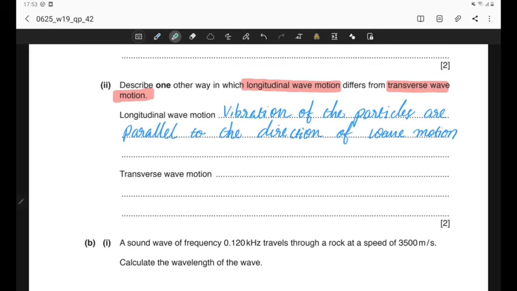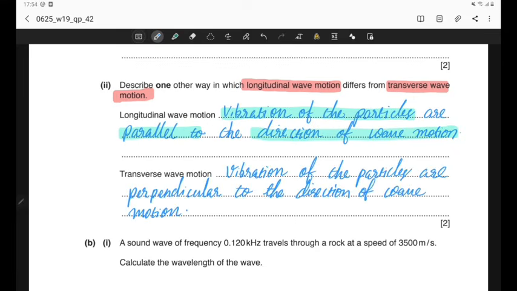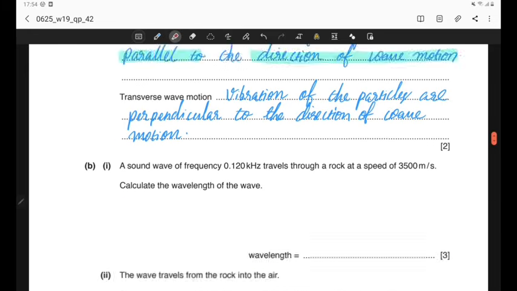So here we can write for longitudinal waves, the vibration of particles is parallel to the direction of wave motion. But for transverse waves, it is perpendicular. So we can write vibration of the particles is perpendicular to the direction of wave motion. Going to part B.